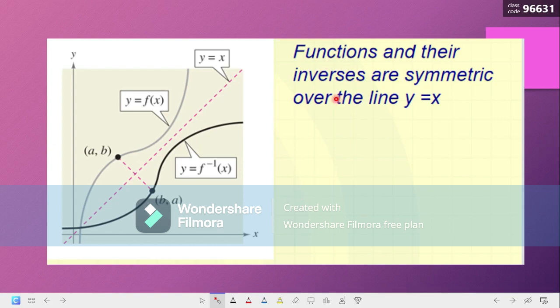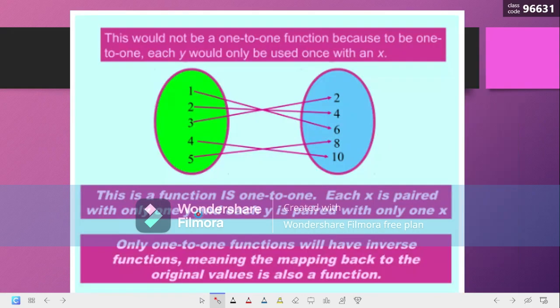So, functions and their inverses are symmetric over the line y is equal to x. So, over the line y is equal to x, they are symmetric. If this is y is equal to f of x, this is the inverse of f of x. If this is the ordered pair (a, b), the corresponding ordered pair will be (b, a). Okay, let's continue. Now, this would not be a one-to-one function because to be one-to-one, each y would only be used once with an x. Okay, that's the first.